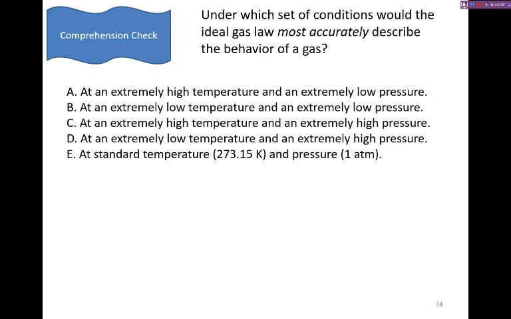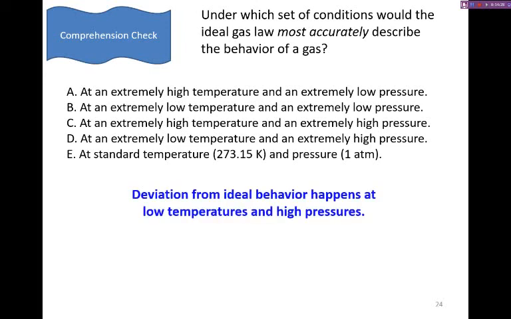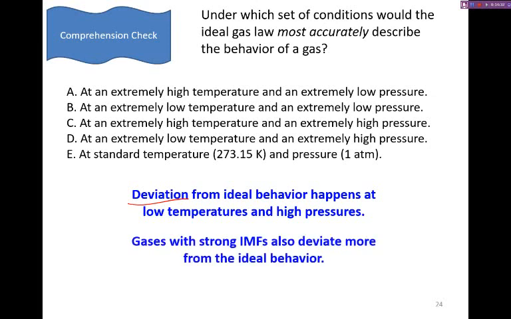Welcome back. So we want to know under which set of conditions the ideal gas law would most accurately describe the behavior of a gas. What we know is that the deviation from ideal behavior happens at low temperatures and high pressures. Also, gases with strong IMFs deviate more. So if we want to know under what conditions it is most accurate, we want molecules that have no IMFs, and we want high temperature and low pressure.